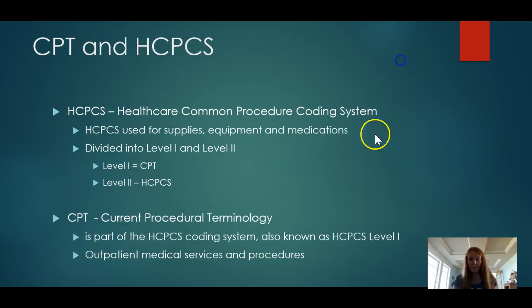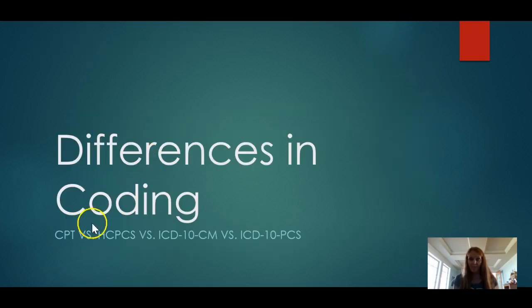So just to recap, we have CPT and HCPCS, ICD-10-CM, ICD-10-PCS. ICD-10-CM is used by everybody in the United States to report diagnosis codes. The differences really come down to procedure coding. So we have two different procedure coding systems used in the United States, CPT and HCPCS. HCPCS is for supplies, CPT is for outpatient physician or outpatient hospital.